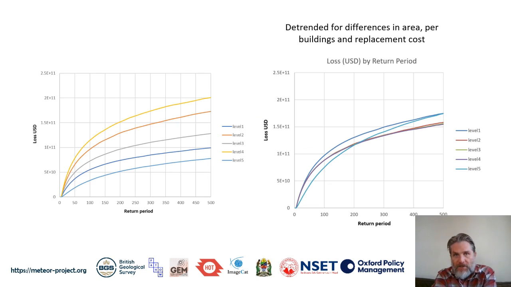So what we decided to do was take a random sample of buildings here in Los Angeles, and I think we had something like 600 buildings, and run them through as if they were records in these various exposure data sets to see what was really impacting the results most. And what we found was it was the area associated with buildings and the replacement cost associated with buildings.